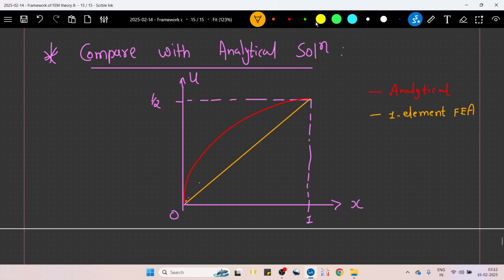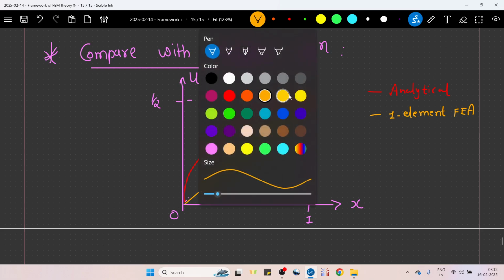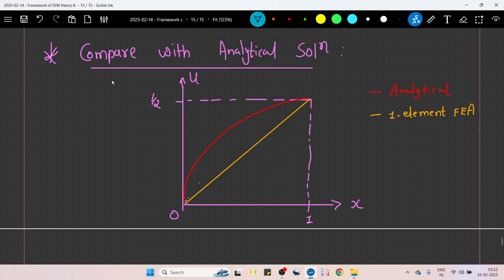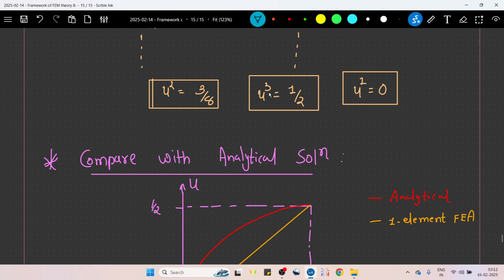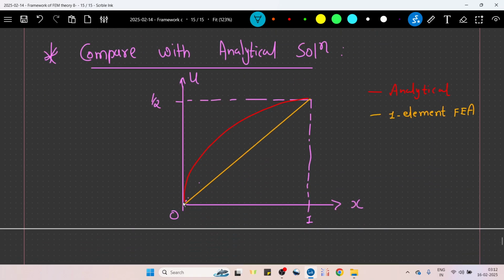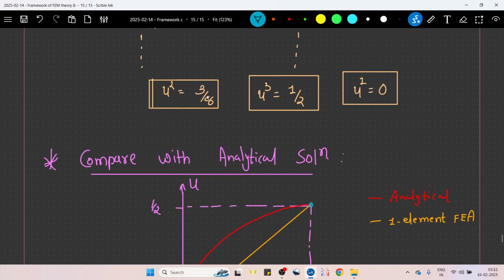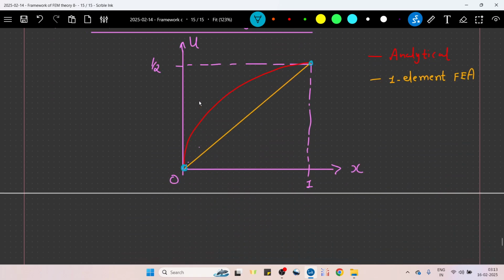Okay, and now I will plot the two element solution which we just found. So node 1 it is 0, node 3 it is 1 by 2, which is the same. And for node 2, which is at the middle node, x equal to 0.5, it is 3 by 8. So this is node 2, x equal to 1 by 2.